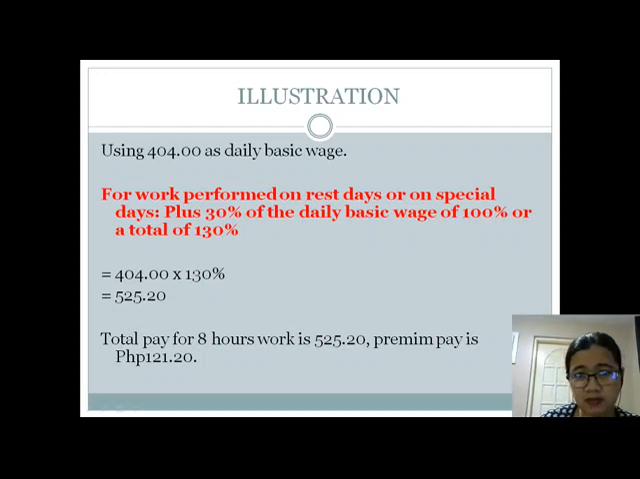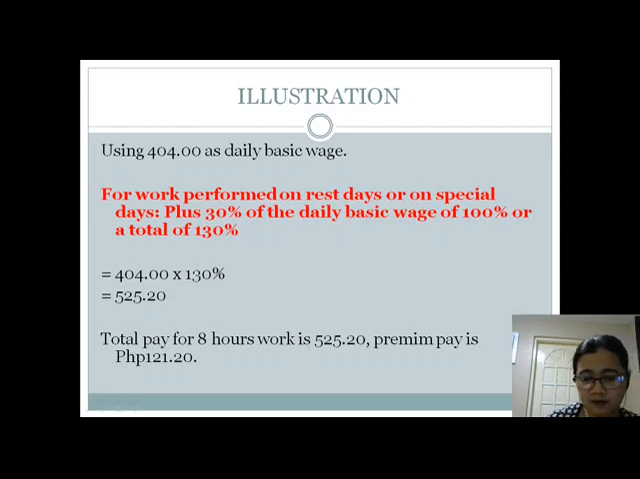So all you need to do is multiply your daily rate by 130% to come up with the total pay for that day, which is equivalent to 525.20. So there is actually an increase, or additional pay. From 404, which is your regular rate during a regular day's work, but having it as your rest day, and you work on that particular rest day of yours, then you will be entitled to a premium rate of 30%. Or again, if it's a special holiday, still you will receive 30%, no?